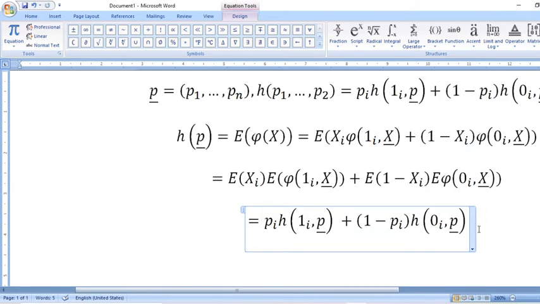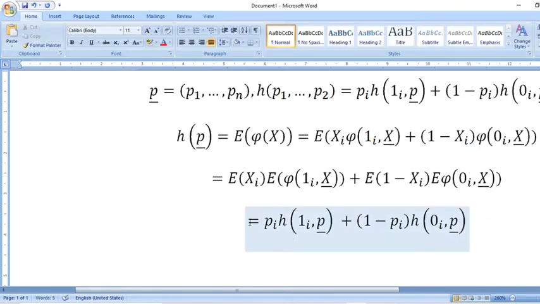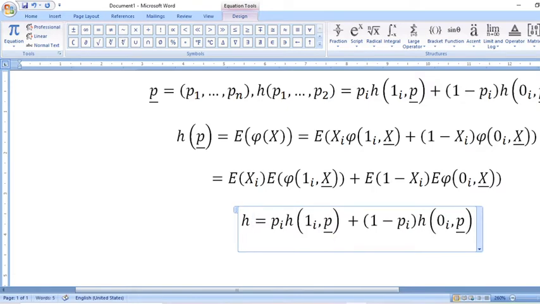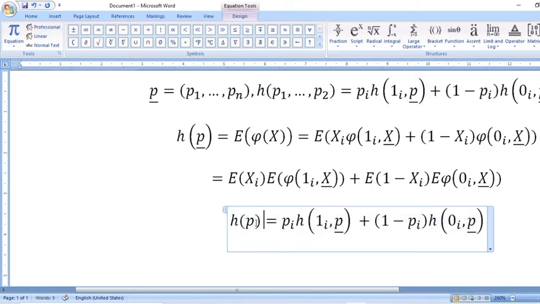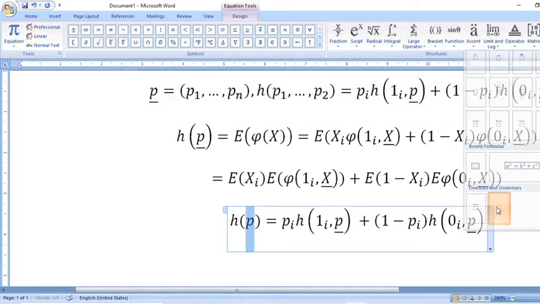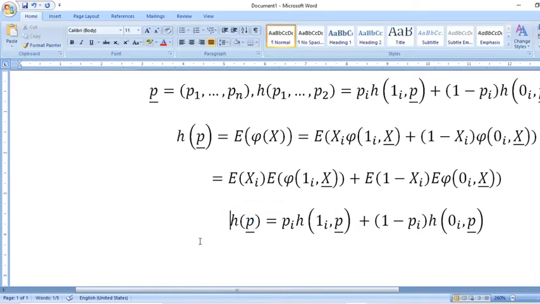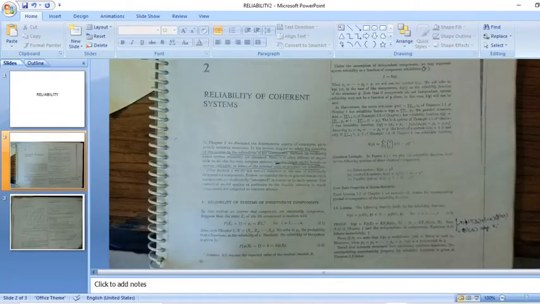So this is actually the expression for system reliability in terms of component reliability. This is the vector corresponding to component reliabilities. I think you got the idea of deriving this expression. So that is the result we have discussed in this lemma.